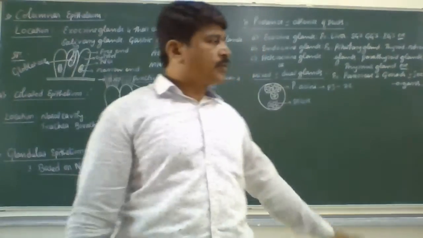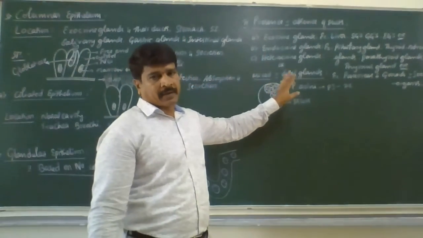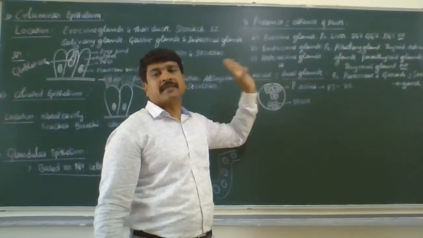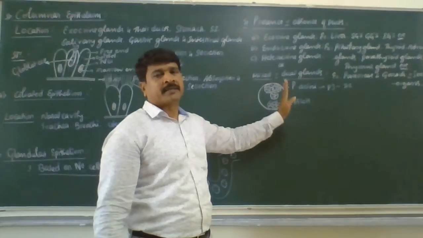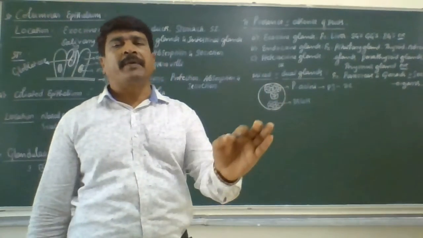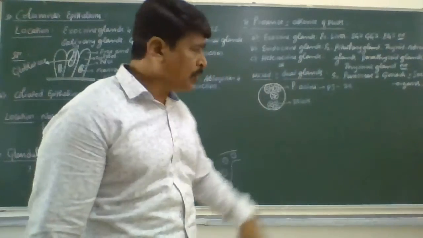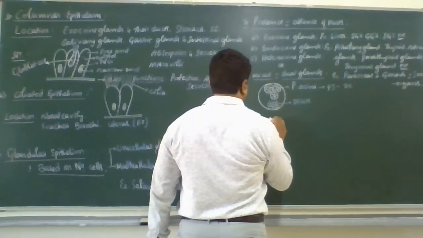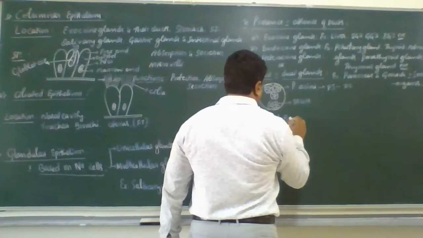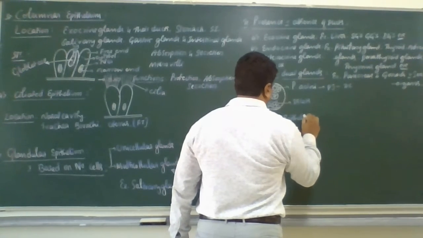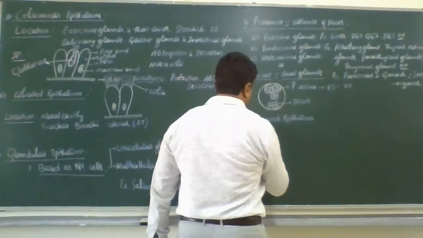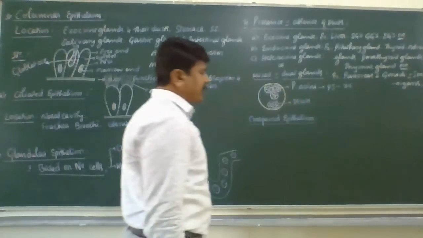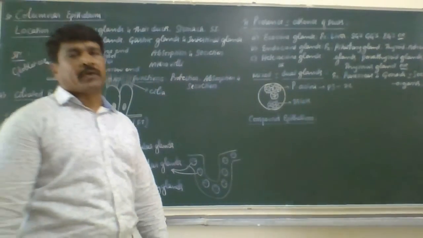Clear? So these are the different types of glands based on the presence or absence of the duct. With this, we have completed the simple epithelium and its types. Okay. Next, we'll go for the compound epithelium. In the word itself, you are going to get the meaning.